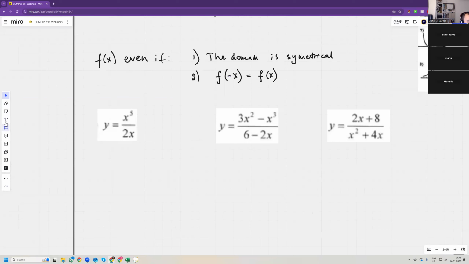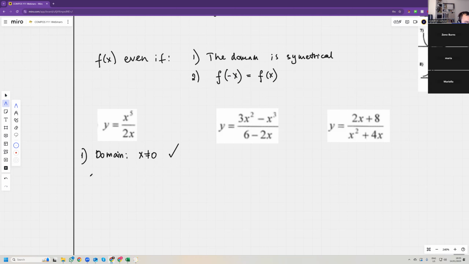So first we test the domain. What's the domain of this function? Well, what can x not be equal to? Are there any limitations on x? Yes. So x is not equal to 0. So is the domain symmetrical? Yeah, it is. So tick.